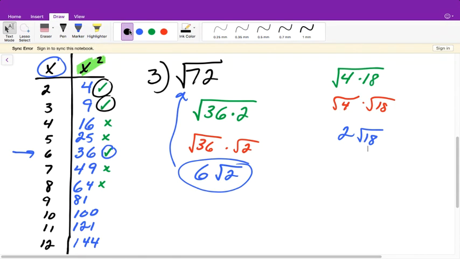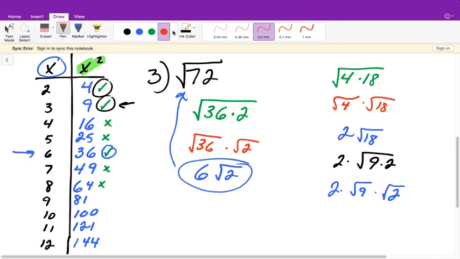It just means you're going to have to keep simplifying, because 18 I know can be rewritten as 9 times 2. So I can do 2 times this, and then I can separate them. 2 times the square root of 9 times the square root of 2. Well, the square root of 9 I know is equal to 3, so it's 2 times 3 times the square root of 2, or 2 times 3 is 6 times the square root of 2.